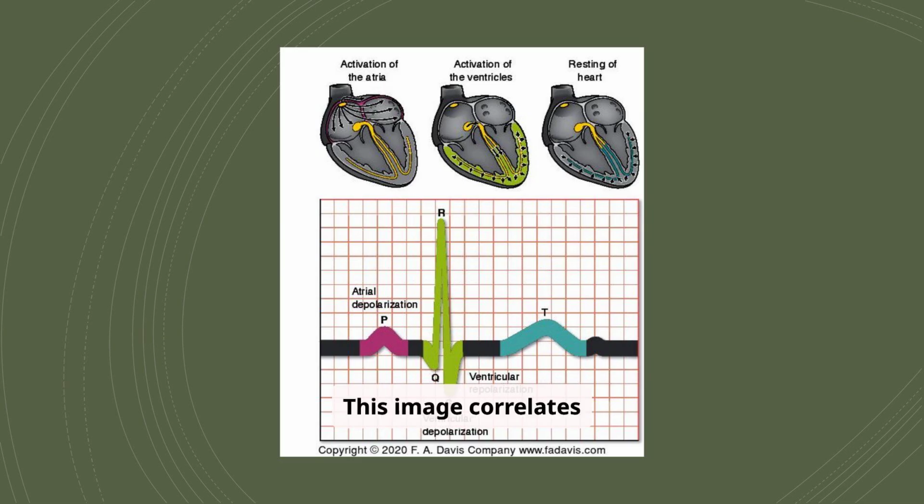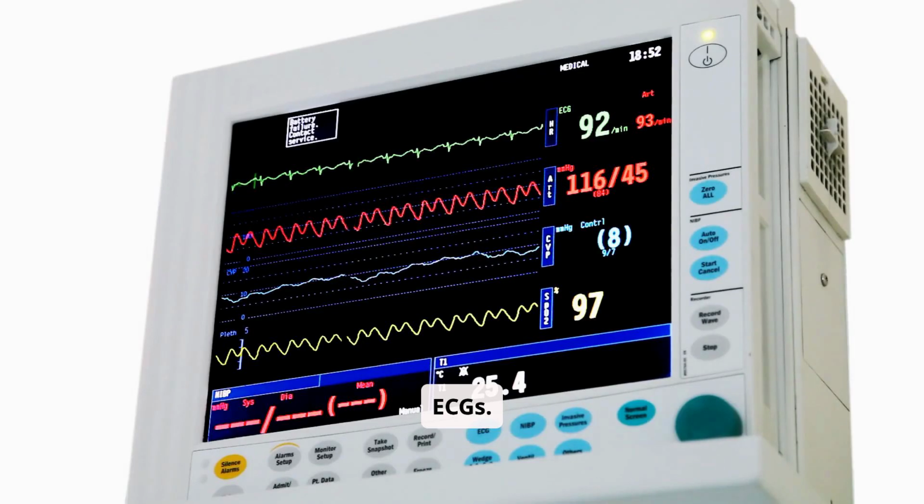This image correlates the heart's electrical activity with the ECG. The P wave represents atrial depolarization, the QRS complex represents ventricular depolarization, and the T wave represents ventricular repolarization. This is a fundamental concept for interpreting ECGs.